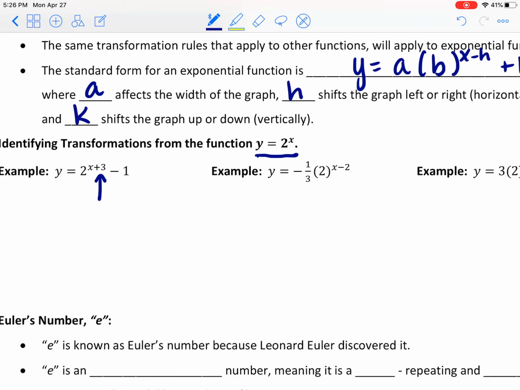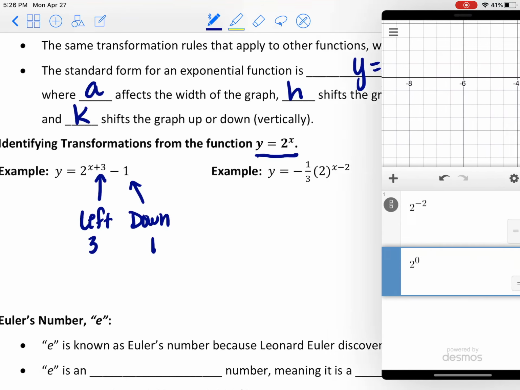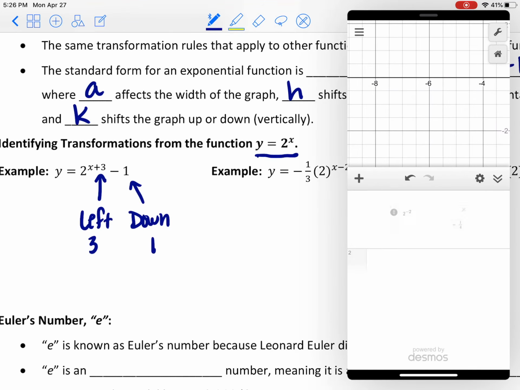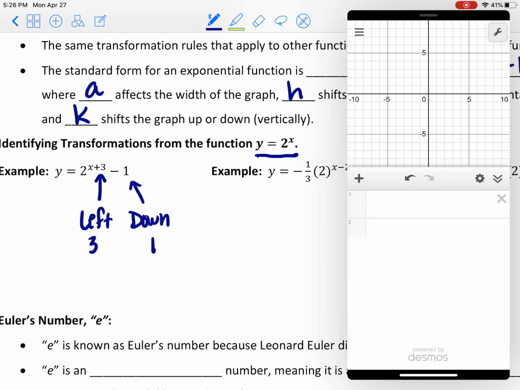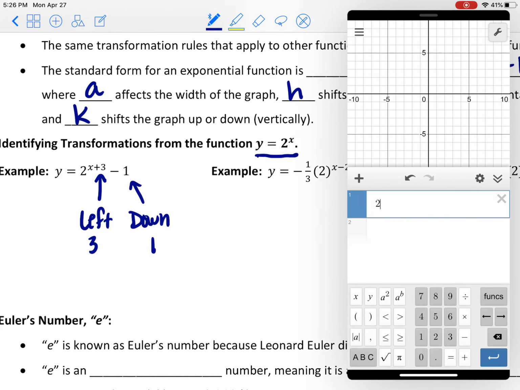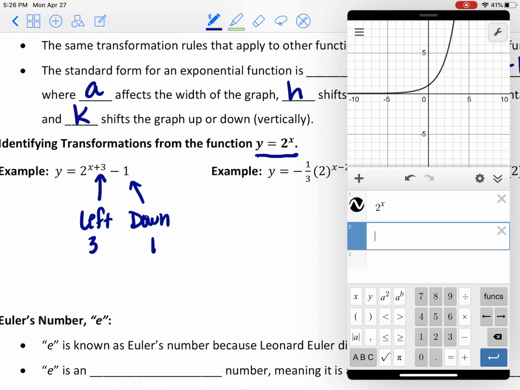So let's say we're comparing to y equals 2 to the x power. If I'm looking at y equals 2 to the x plus 3 minus 1 power, well, hopefully we remember these, that plus 3 makes our graph go to the, do you remember? Plus 3 makes it go to the left 3. And then this minus 1 is going to make our graph go down 1.